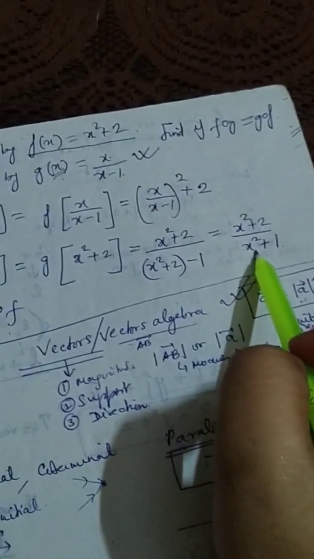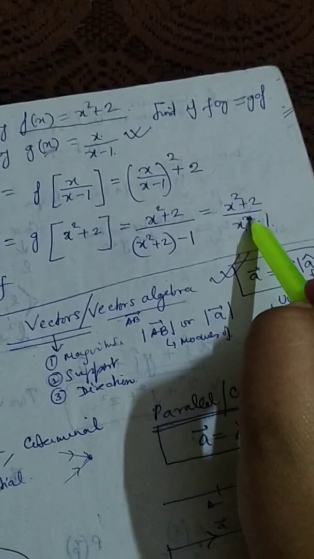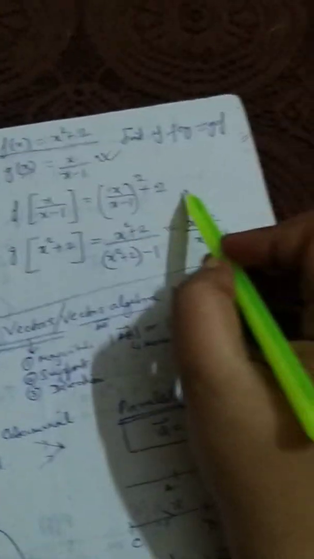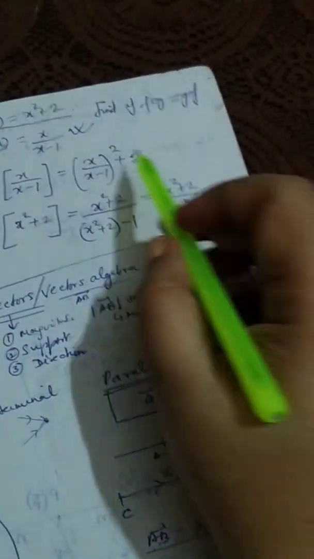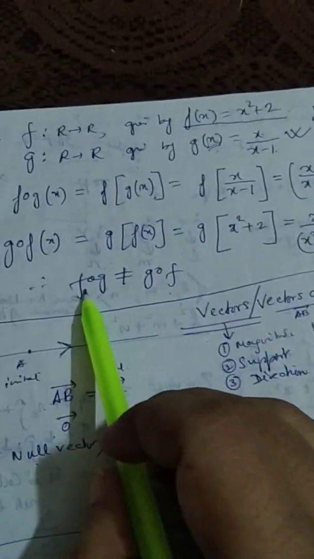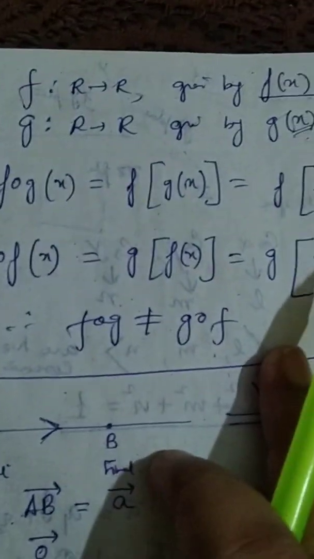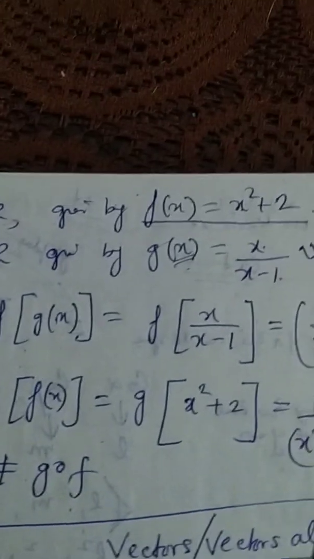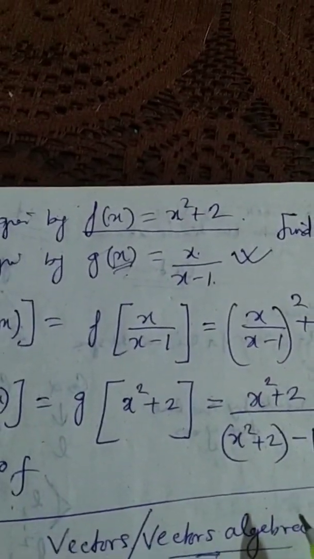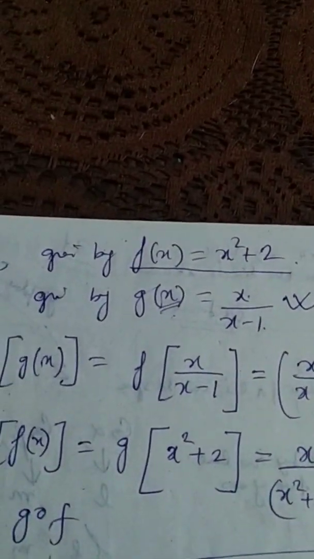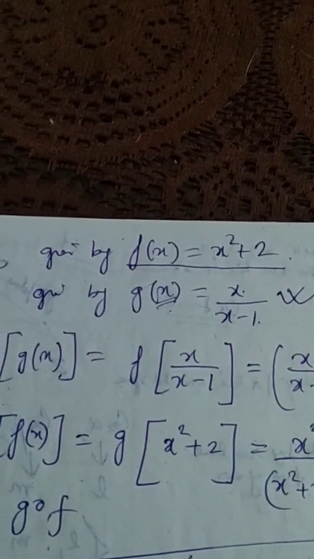What is your conclusion? Even if you simplify this, you will never get this. You can check and see whether you are getting it or not; definitely you will not get this. So your conclusion is f compose g is not equal to g compose f. So this is what we have. That's all about composition of functions.